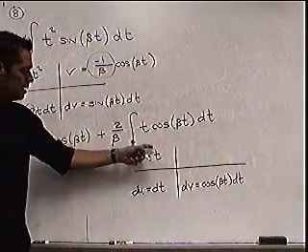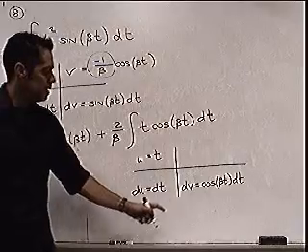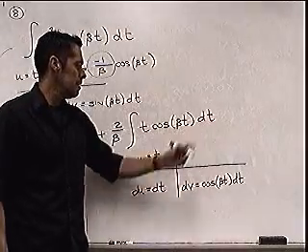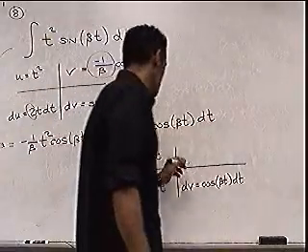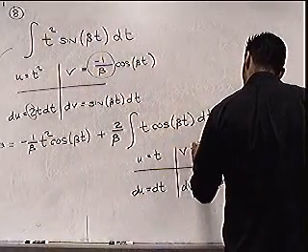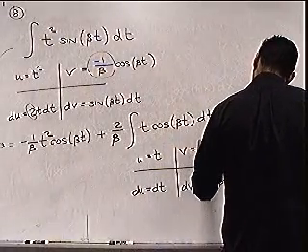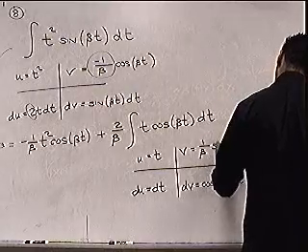u is t, du is dt, here's dv. V, bring that up, it's what? 1 over beta sine beta t.